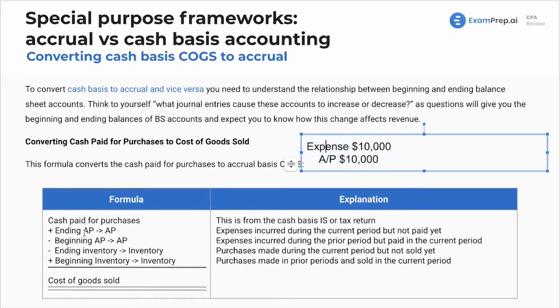So if overall AP is higher at the end than at the beginning, that means that overall you spent more than was recorded for cash purposes. And as such, you need to add it to your ending cost of goods sold. And cost of goods sold is going to be your accrual-based account. And similarly, ending inventory, right? If you end up with more ending inventory at the end of the period, at the end of the year, you're going to subtract that out from cost of goods sold.